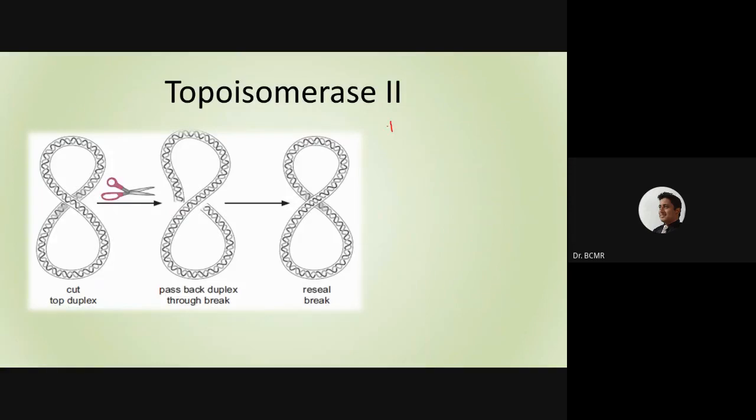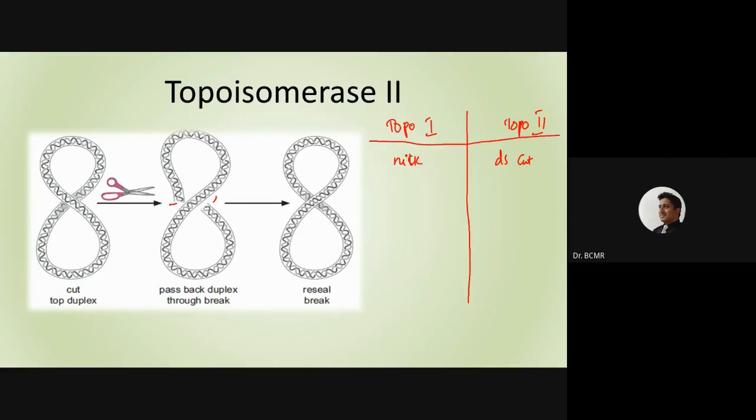Let's just compare topoisomerase 1 and topo 2. Just looking at the picture, I hope you will be able to tell me what is happening here. Is it single strand cut or double strand cut? It is a double strand cut, whereas here in topoisomerase 1, it is a nick or single strand cut.